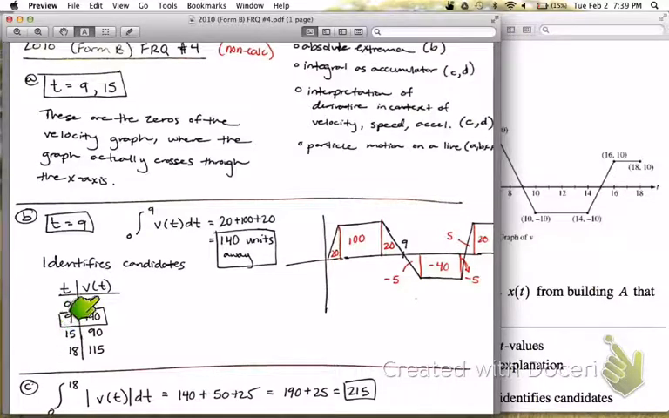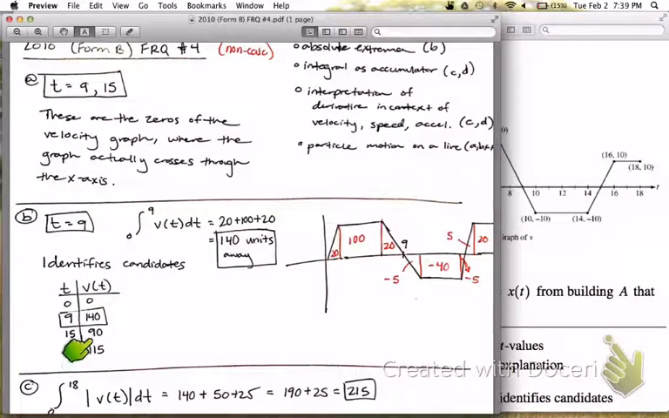So we just have to find the area under the curve. So at 0, it's at 0 because they're starting at building A. And then I calculated the area under this first part, and that was an area of 140. And then the area of the second part was negative 50. And so 140 minus 50 was 90.